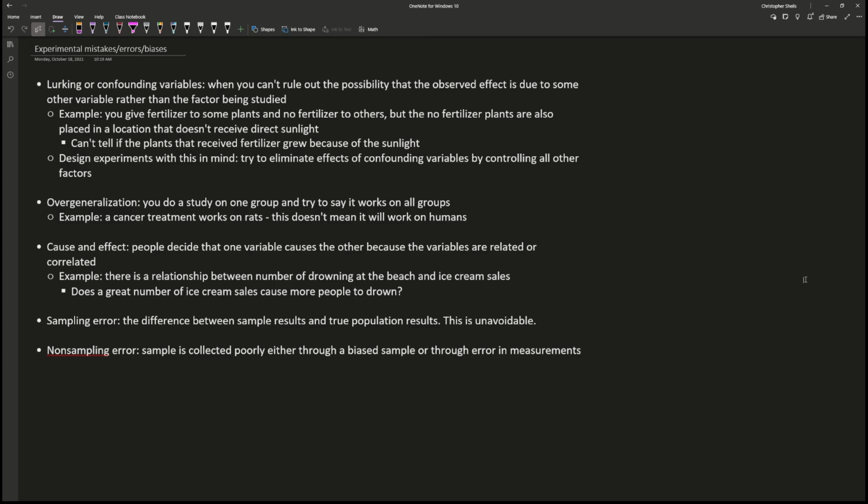We also have non-sampling error. This is where the sample is either collected poorly through a biased sample or through an error in measurements. We should take care to avoid this kind of error.